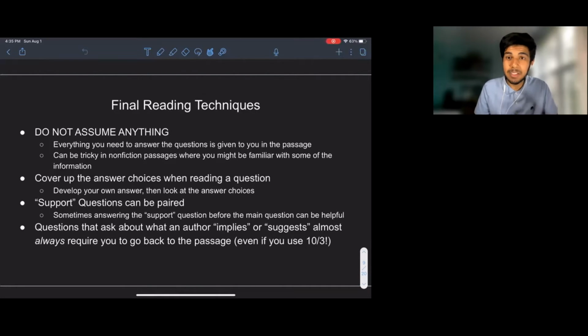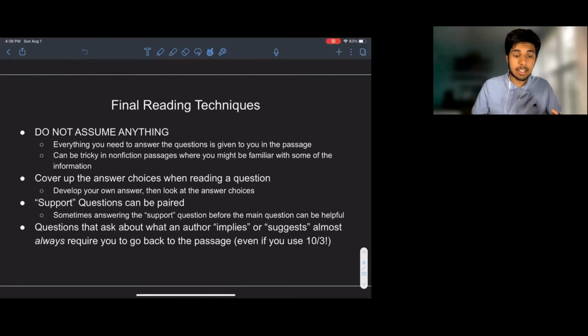And if that means you have to flip back to the passage, that's fine. Even if you use the 10-3 approach, it's fine. Because you'll probably know exactly where in the passage to look back to because you spent so much time reading. So, very, very important to remember, don't assume anything. Just use what's given to you.